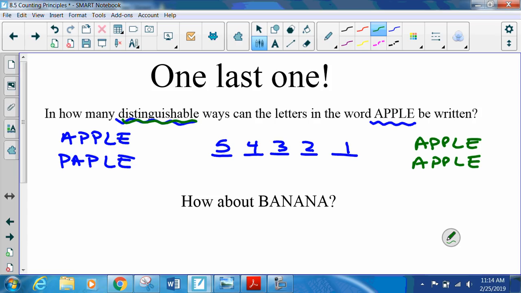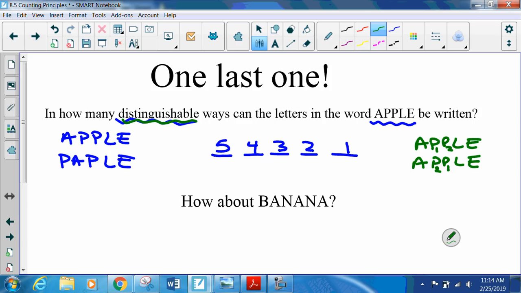This is what I'm talking about. This P, I might say that's my first P and that's my second P, and the second time I wrote it, I switched the P's. But you can't tell, can you? What we've really done is, if we leave the answer as 5 times 4 times 3 times 2 times 1, we're saying that when you switch the P's, that's a different choice, and it's not, because of the word distinguishable.